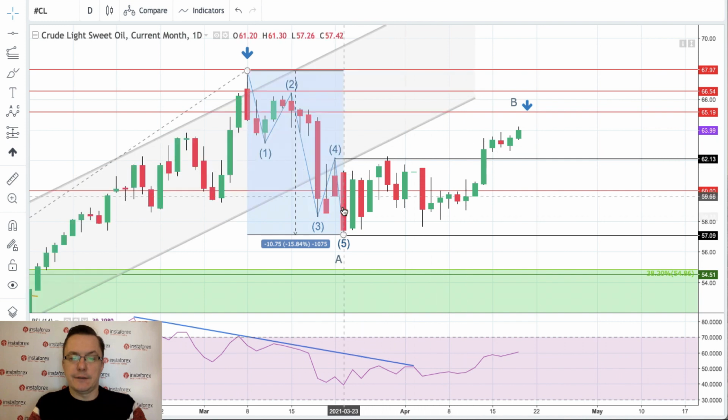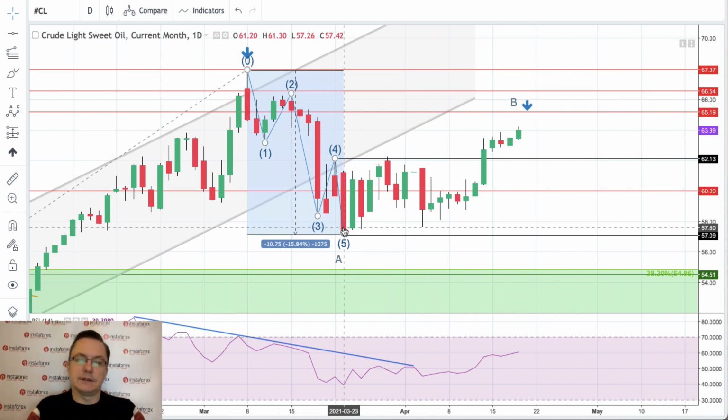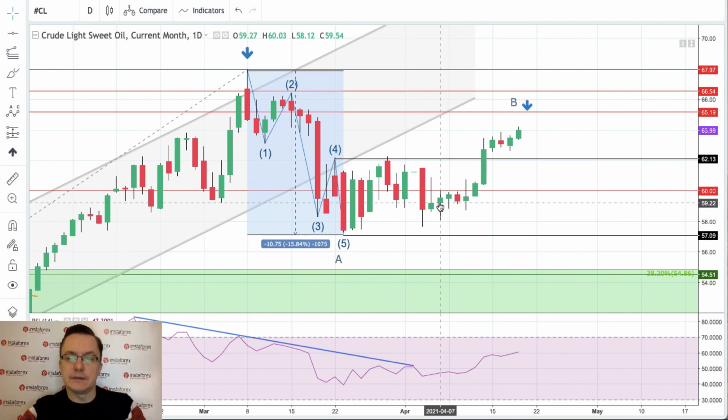This looks like a correction. It doesn't look impulsive, right? This 1, 2, 3, 4, 5 down move looks clearly impulsive. This looks still corrective. It looks like a B, and now we are in the wave C, with the target of 65.19 as the top of the recent corrective rally on the crude oil.